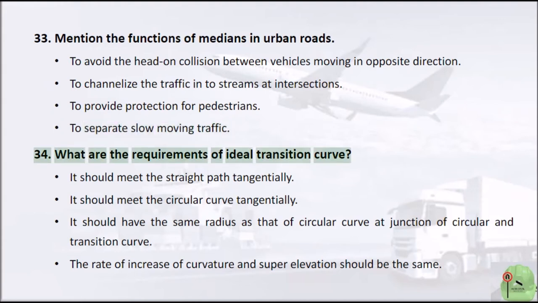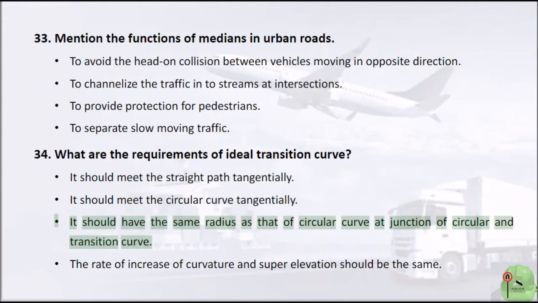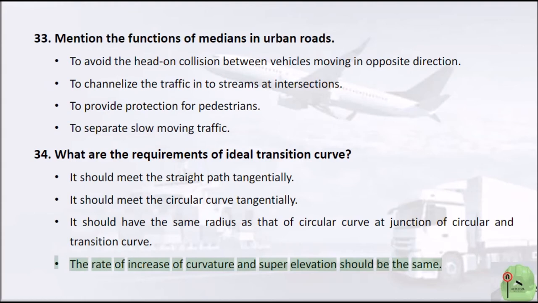What are the requirements of an ideal transition curve? It should meet the straight path tangentially. It should meet the circular curve tangentially. It should have the same radius as that of the circular curve at the junction of circular and transition curve. The rate of increase of curvature and super elevation should be the same.